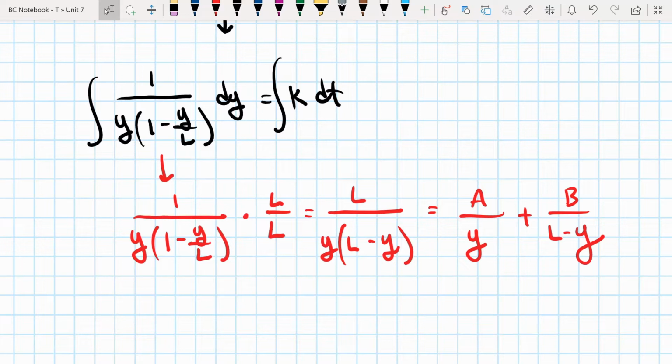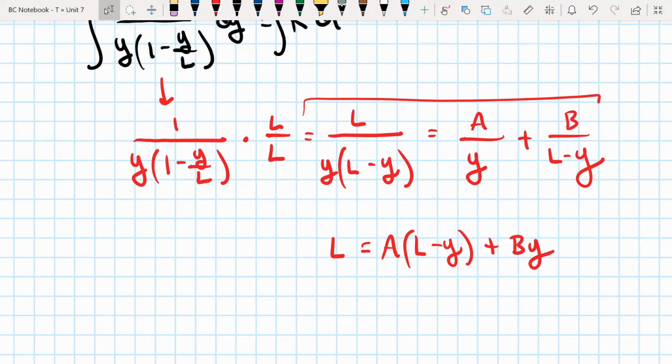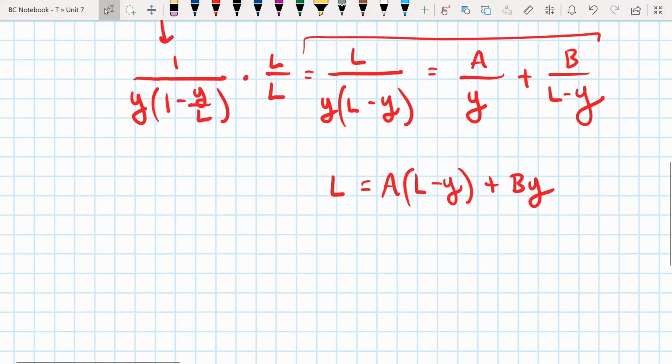Okay. So, remember when we're doing a partial fraction decomposition, we want to solve for a and b. And then that's going to bring this into a form that we can integrate. So to do that, we're going to multiply this whole equation by y times L minus y. And if we do that, on the left-hand side, we just get L. And then the right-hand side becomes a times L minus y plus b times y. Let's distribute the a to both these terms here.